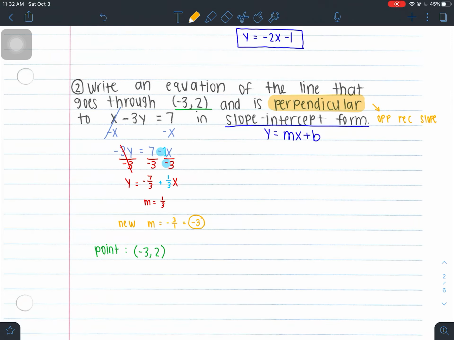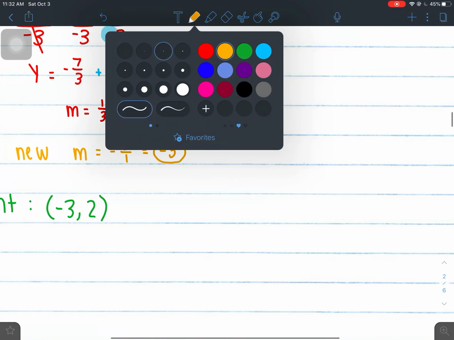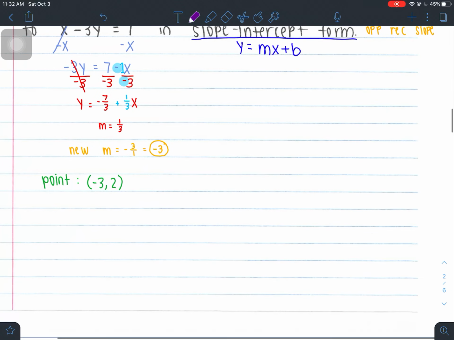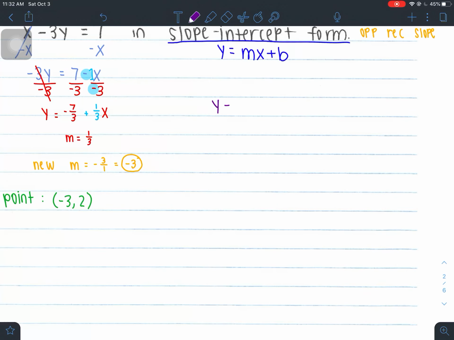When you're taking a quiz or a test, you're going to be asked to create parallel and perpendicular lines. So it's super important. You're like, do I use the same slope or do I need to do opposite reciprocal? Always ask yourself that. Okay, so we have a point and then we have a slope. So we're going to use point-slope form. So we have y minus 2 equals negative 3, x plus 3.